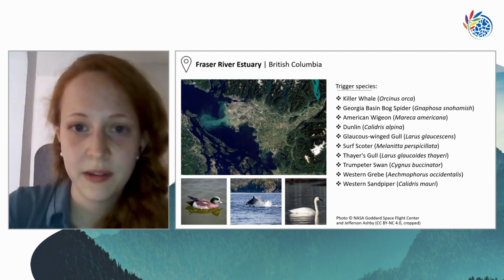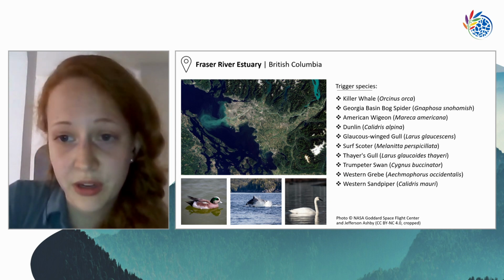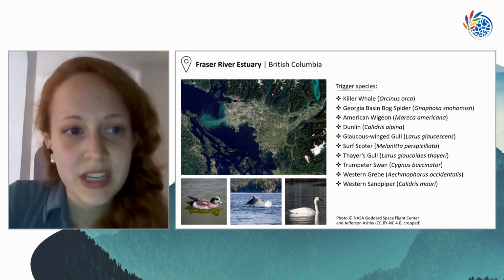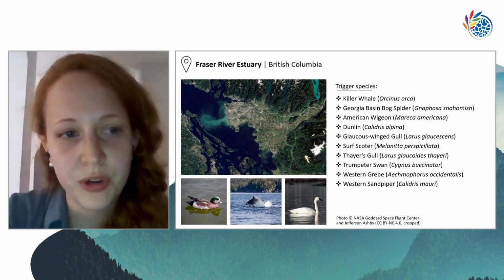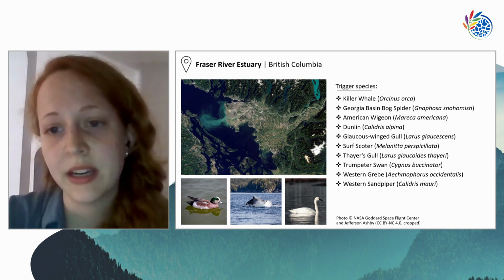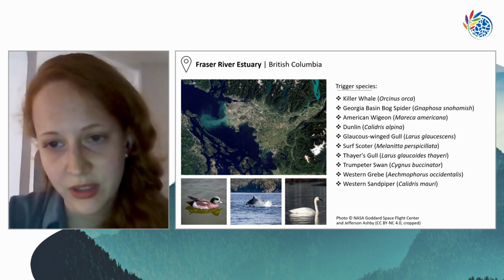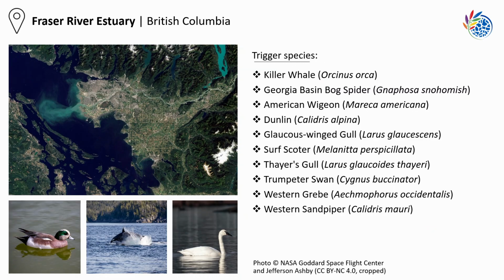Next, please. And finally, the Fraser River Estuary in the Vancouver area in British Columbia has historically been an important bird and biodiversity area for a host of birds that you can see on this slide. But with the KBA initiative, we've been able to add 2 very neat triggers to this site, the killer whale and the Georgia Basin bog spider, which is a highly geographically restricted spider.